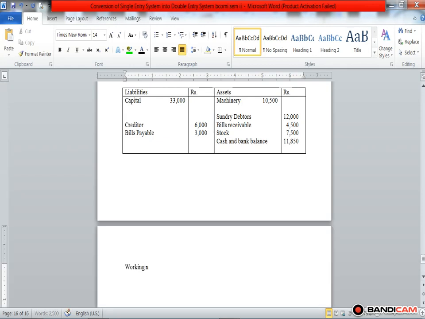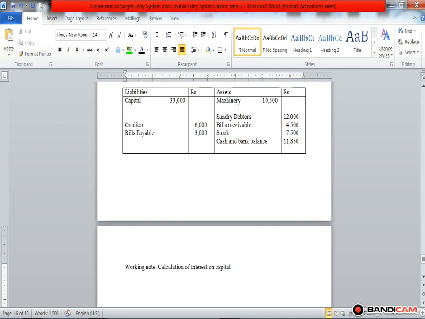Working note, calculation of interest on capital. First of all we calculate the interest on capital, then we post this interest to the profit and loss account debit side, because it is an expense of the business, and it is added in the capital of the partner because it is the addition or gain of the partner, Mr. Santosh. Okay, so the calculation is here.